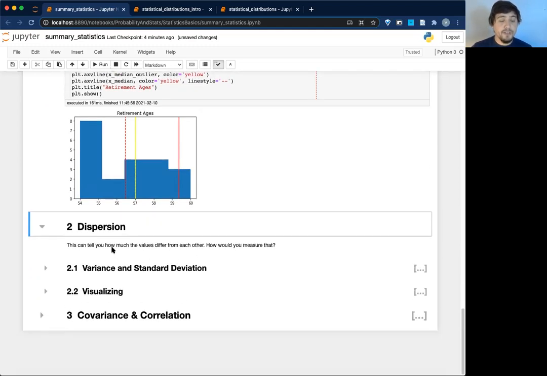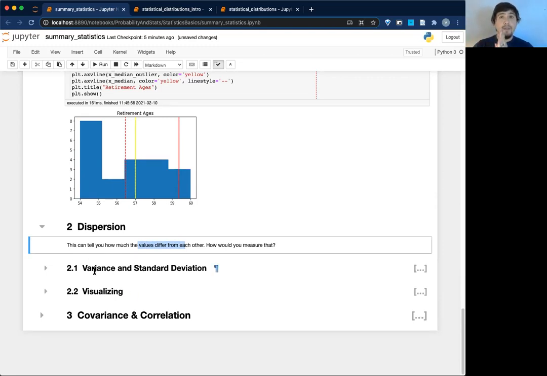All right, dispersion. So this basically is talking about the spread of our data itself. So we want to see how much these values differ from each other, and how would you measure that, right? So you can think about some ways you could do this. One is that you can take some structural point and count how far away each point is, which essentially is what we do with the variance. We basically say, here's the mean. How far is each point away from the mean? And that's what we get as variance.